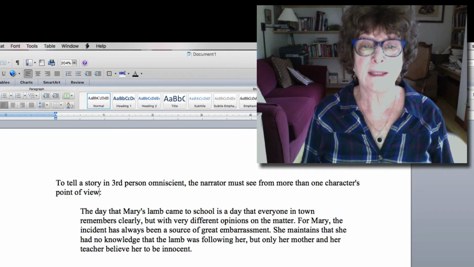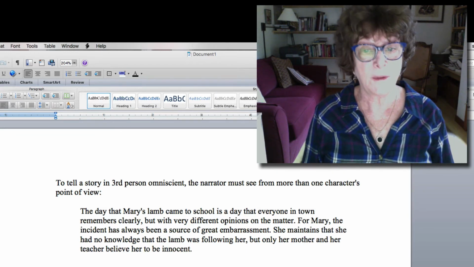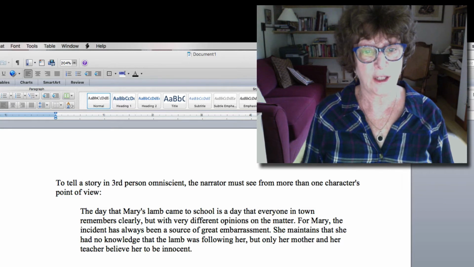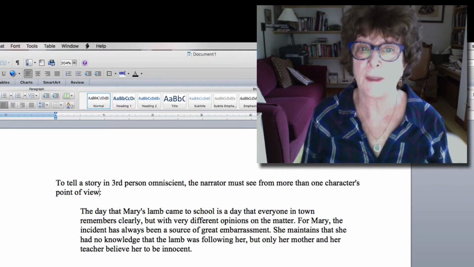The day that Mary's lamb came to school is a day that everyone in town remembers clearly, but with very different opinions on the matter. For Mary, the incident had always been a source of great embarrassment. She maintains that she had no knowledge that the lamb was following her, but only her mother and her teacher believe her to be innocent.